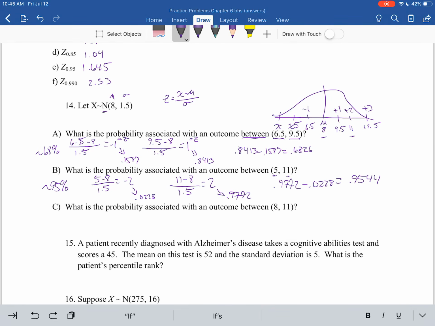So between the mean, which we know 8 is going to be 50%, right? If we do it, 8 minus 8 is 0, divided by 1.5, 0 over 1.5 is going to be 0, so we know it's going to be a value of 0.5. 11 minus 8, well, we just did that in the problem above, so let's just copy that over. So we're going to take 0.9772 minus 0.5, and we're going to get a value of 0.4772.